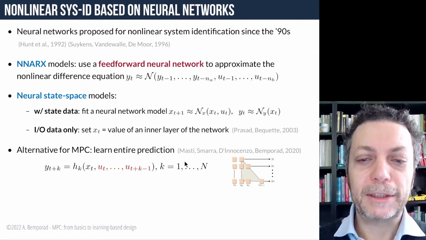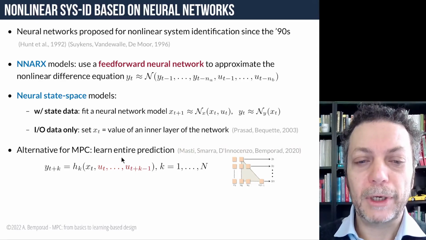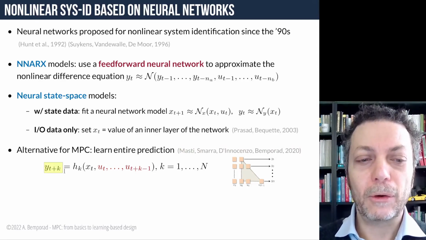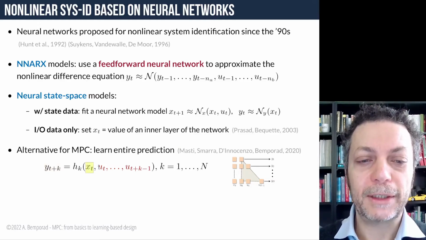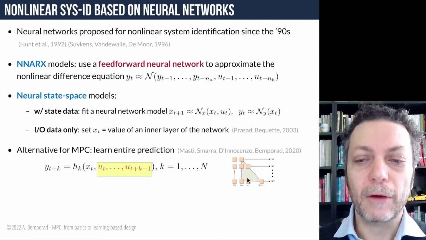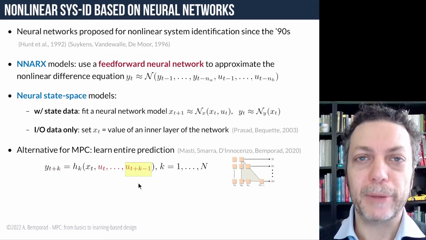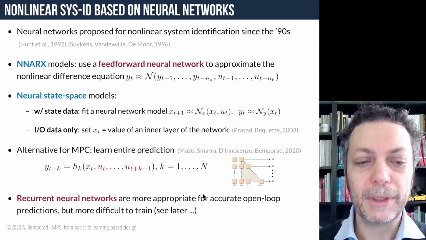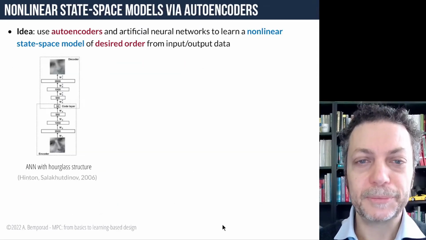As an alternative, and this is what we have explored in this paper recently, let's try to fit directly the whole predicted output as a nonlinear function of the current state and of the inputs that we want to optimize with MPC. Of course, we exploit causality, so the output at time t plus k will depend at most on the inputs between t and t plus k minus 1 if we have strict causality. Or you could use recurrent neural networks, and this we will see next.